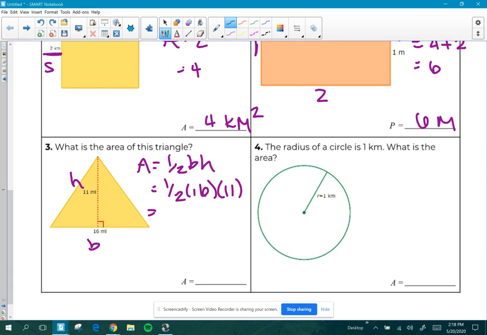And then I can either plug all of this into my calculator at once or take it 2 numbers at a time. If I do 1/2 times 16, that gives me 8. And then I have to multiply that by 11, and I get 88. So the area of this triangle is 88, is that miles? Looks like miles squared.